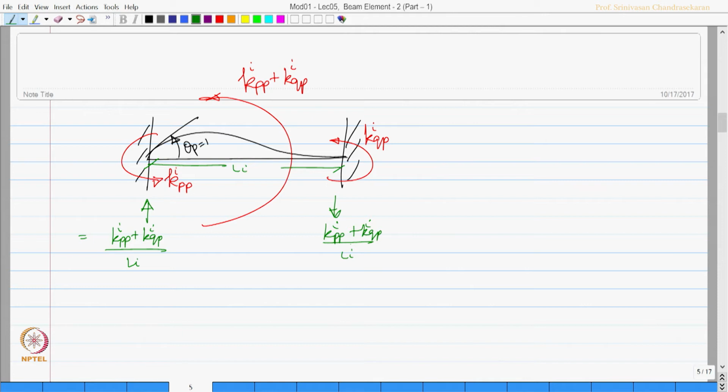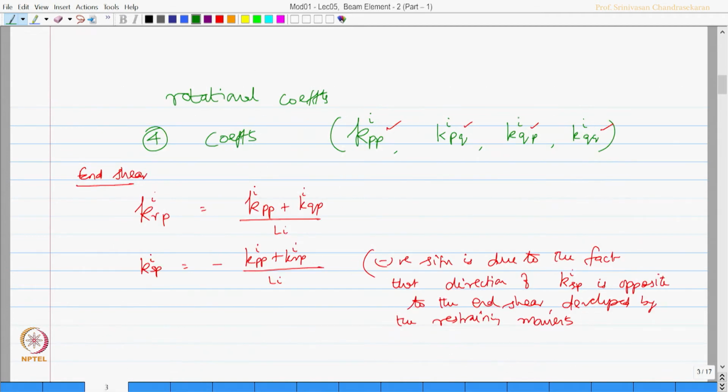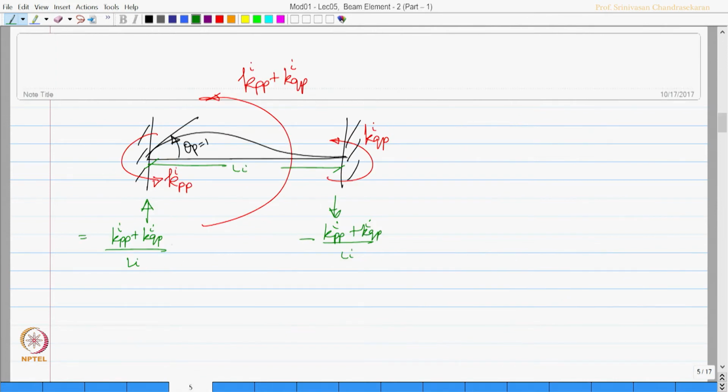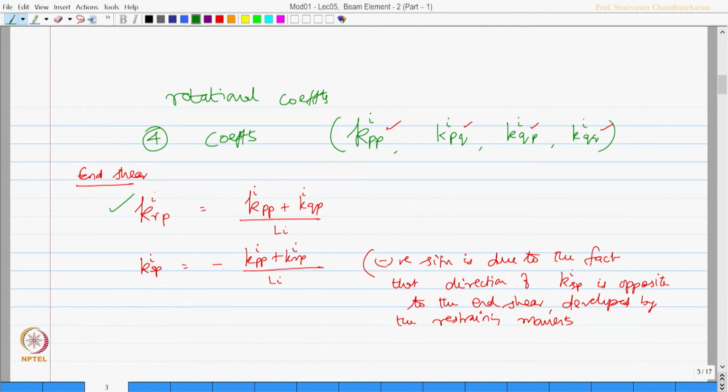If you look at the original degrees of freedom, we already said upward end shear is positive. So, this will be negative. That is what we are writing here, K R P, which is this value, and this will be K S P. Please recollect, the second subscript indicates we have given unit displacement in the pth degree, and the first subscript indicates the respective forces in the degrees of freedom. So, this will be K R P, this will be K S P, which is actually negative. So, this is what we got.